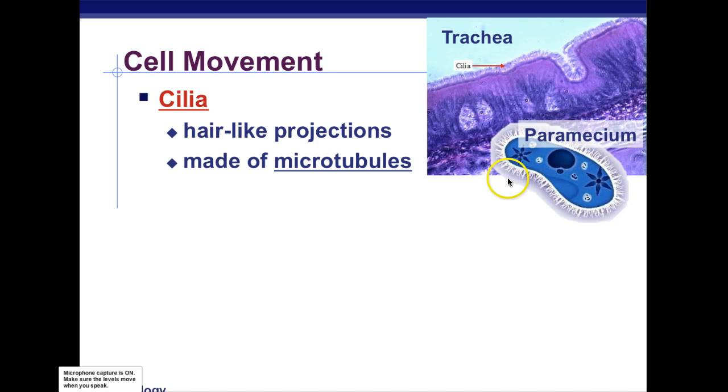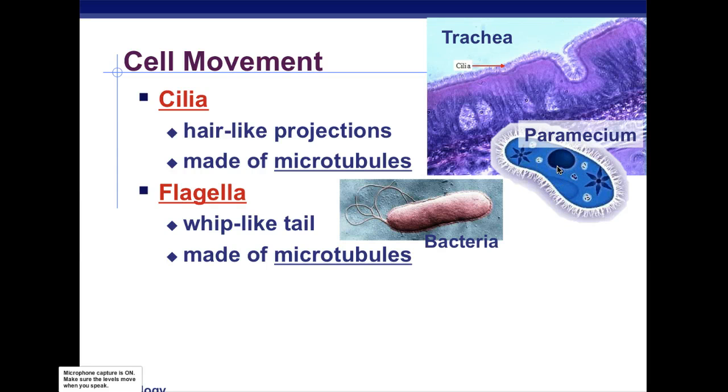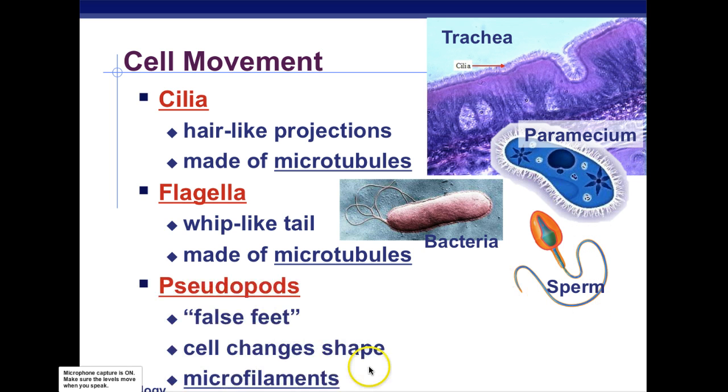Paramecia is a little single-celled organism, and in this particular case, the cell is the organism, and so it uses the cilia for the cell to actually move. Flagella is a whip-like tail. It's made out of microtubules, and we'll find this in both prokaryotes and eukaryotes. By the way, cilia is only found in eukaryotic cells. But flagella you'll find in prokaryotes, so bacteria. So this is the flagella, these little tails coming off. Sperm cells have flagella as well, and again, they use them for movement.